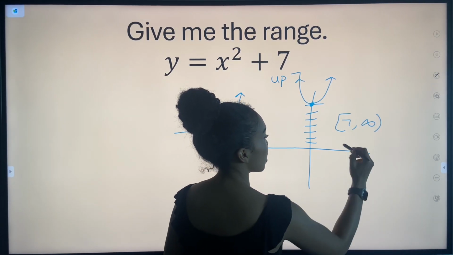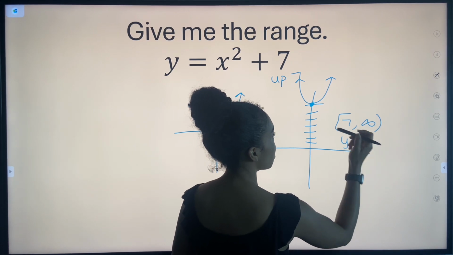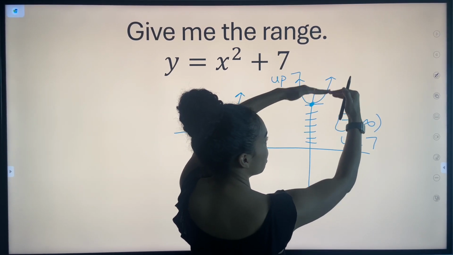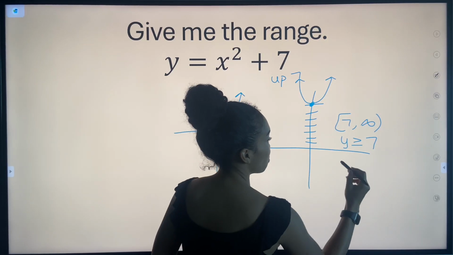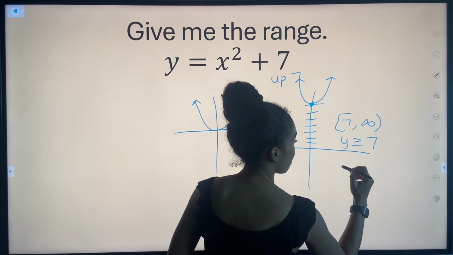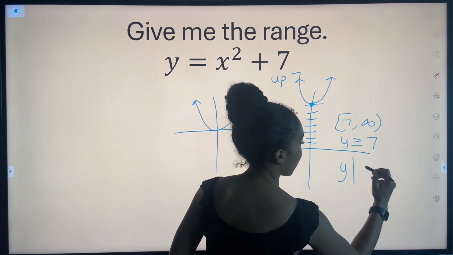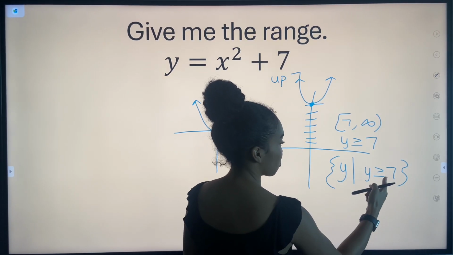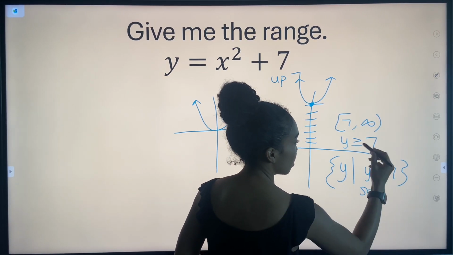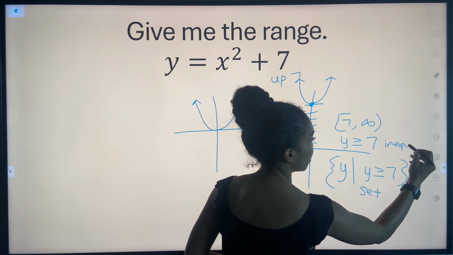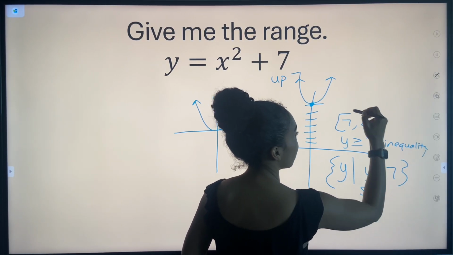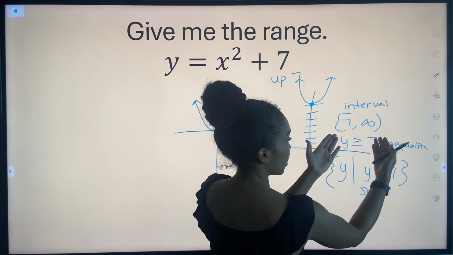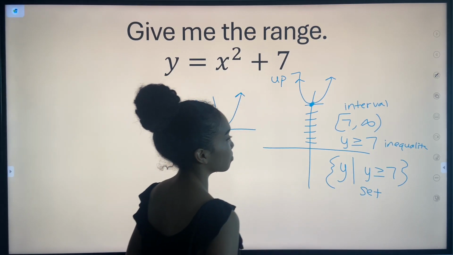You can also say y is greater than or equal to 7. Everything is above 7, greater than or equal to 7. You could also put it in set notation. So you would put y such that y is greater than or equal to 7. These are the 3 different ways to write it. This is set notation, this is inequality notation, and this is interval notation. Interval, inequality, set.